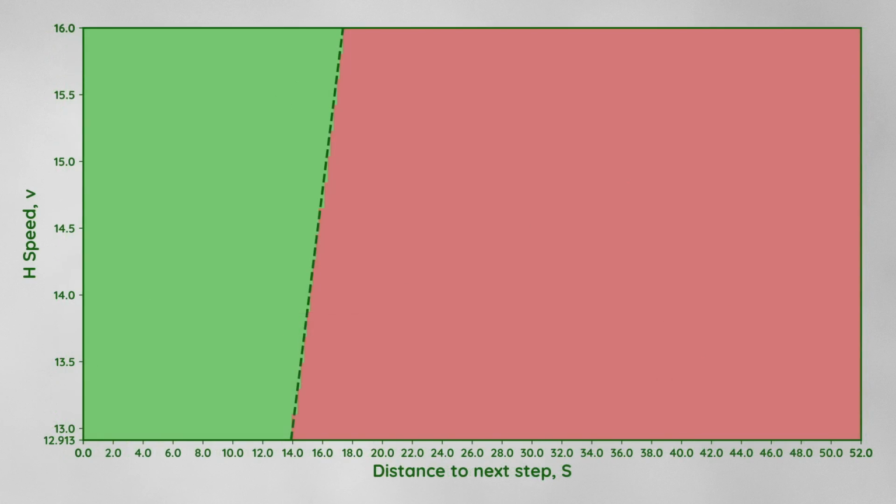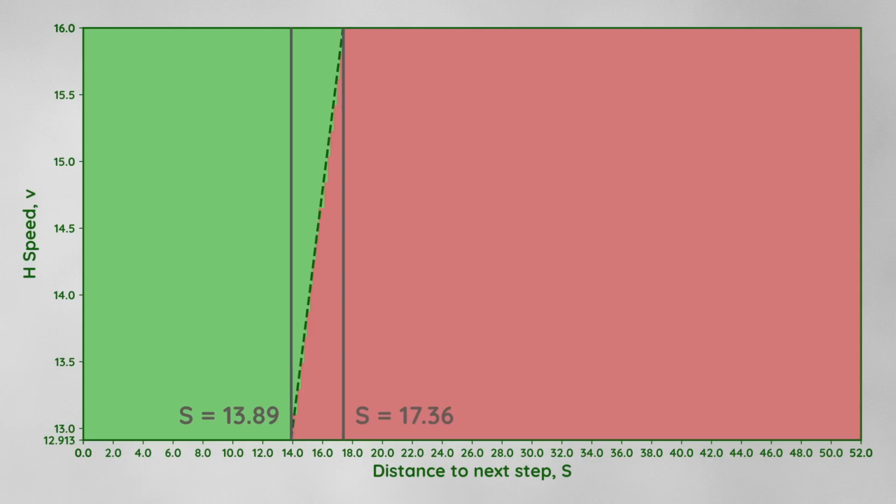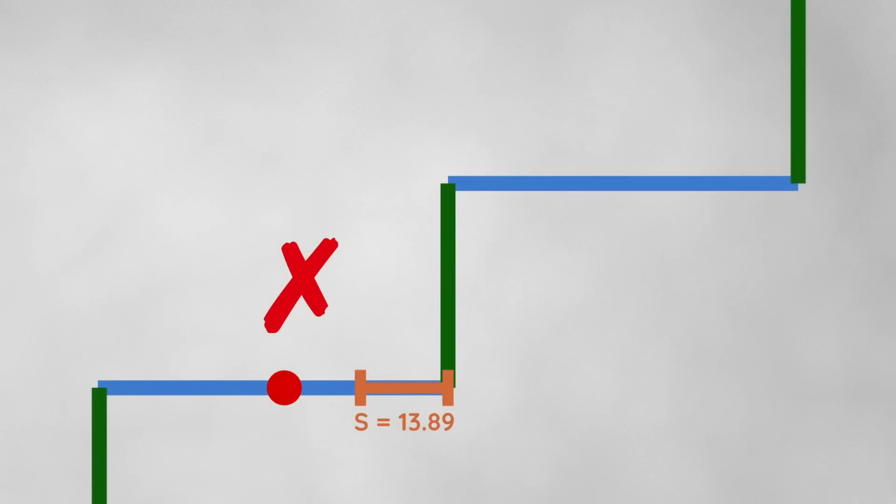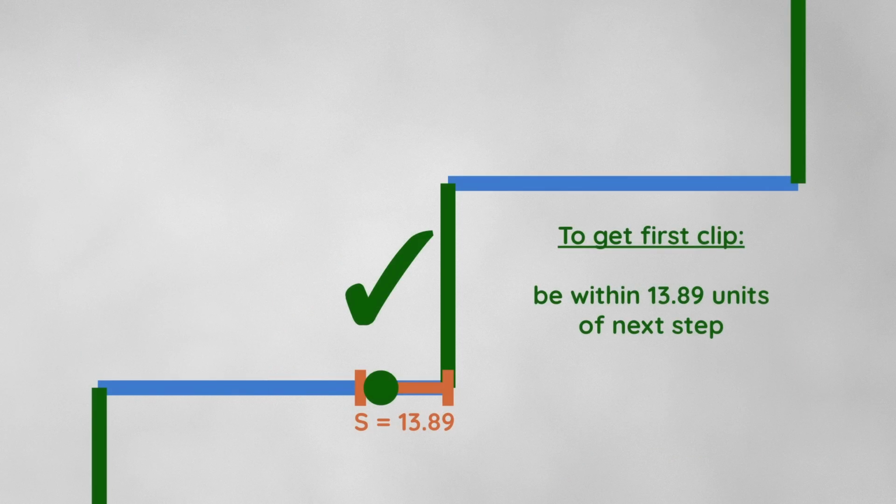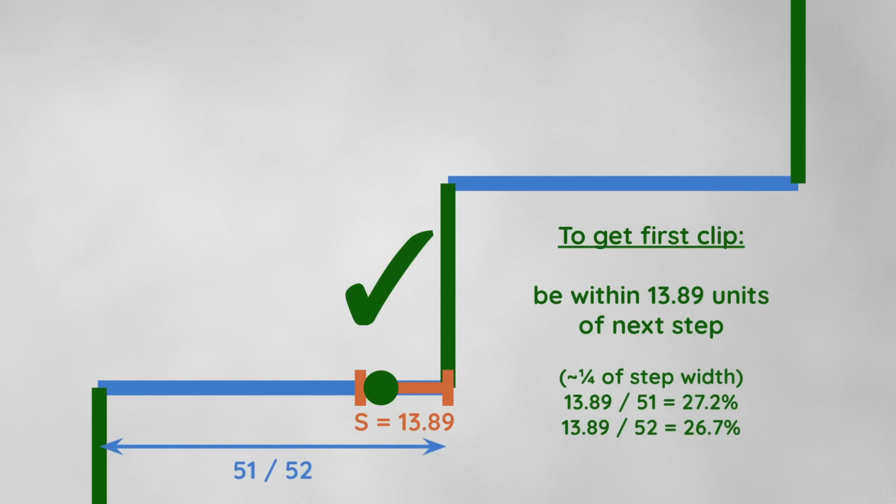Let's zoom in on this region. We see that if we're within 13.89 units of the next step, our jump will always successfully clip, regardless of the velocity. If we're between 13.89 and 17.36 units away, the clip will sometimes work, but this depends on our velocity, which is something we can't really change. So to 100% guarantee that our first clip will work, we need to input our long jump when we're less than 13.89 units from the wall. This is about a quarter of the width of one step, or if you prefer, about half of the step height.